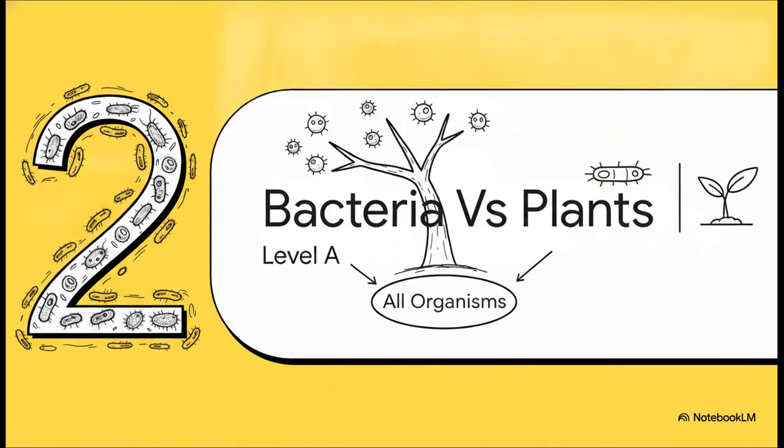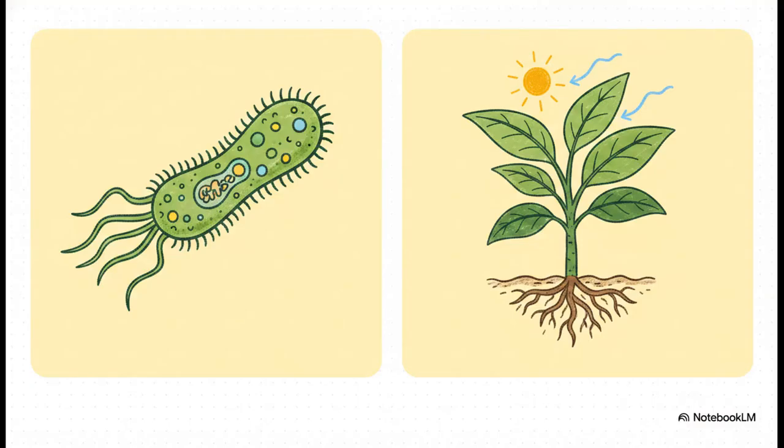Moving to Section 2, Level A, Bacteria versus Plants. It's time to take the very first branch of our decision tree to separate the absolute simplest organisms from the more complex ones. So, the really crucial point here is determining if our mystery organism is a simple, single-celled bacterium or a complex, multicellular plant.